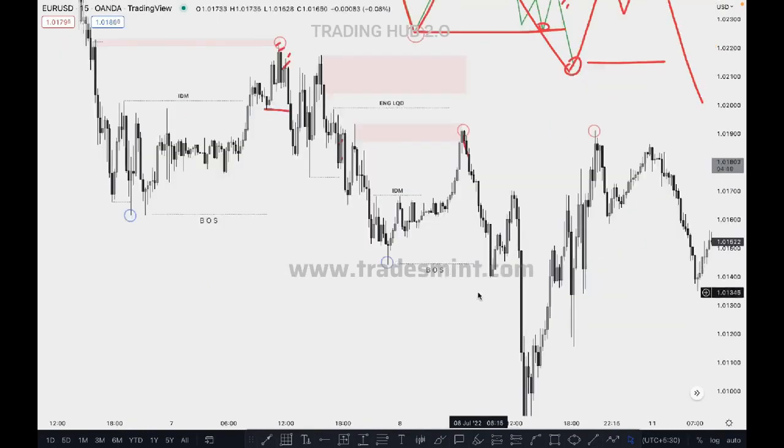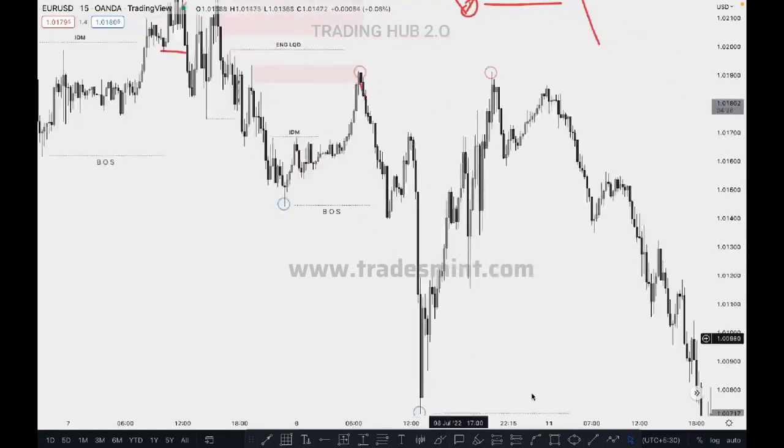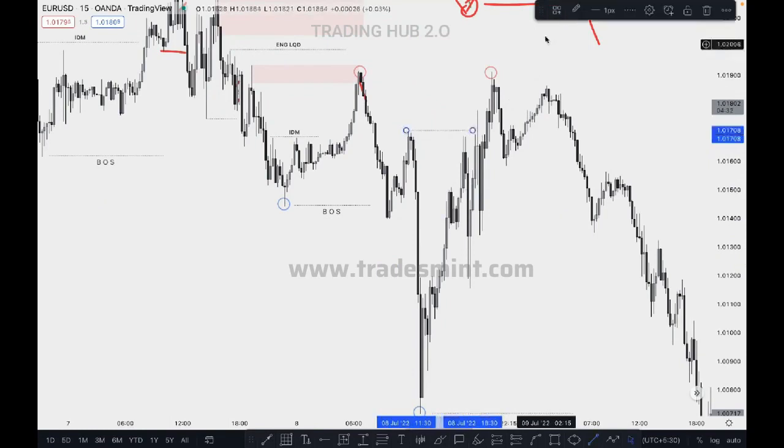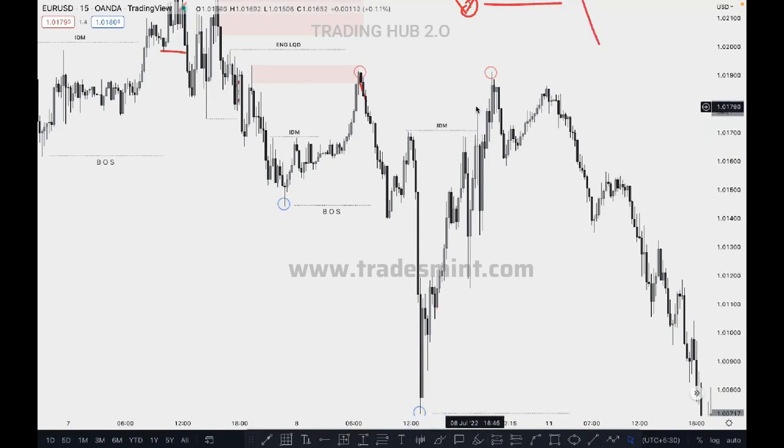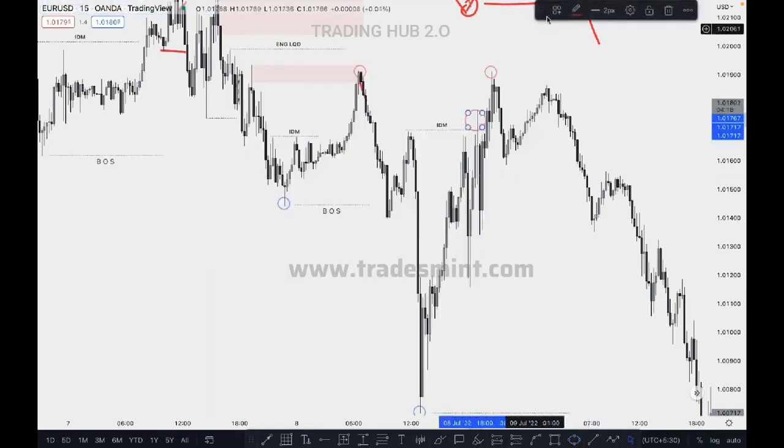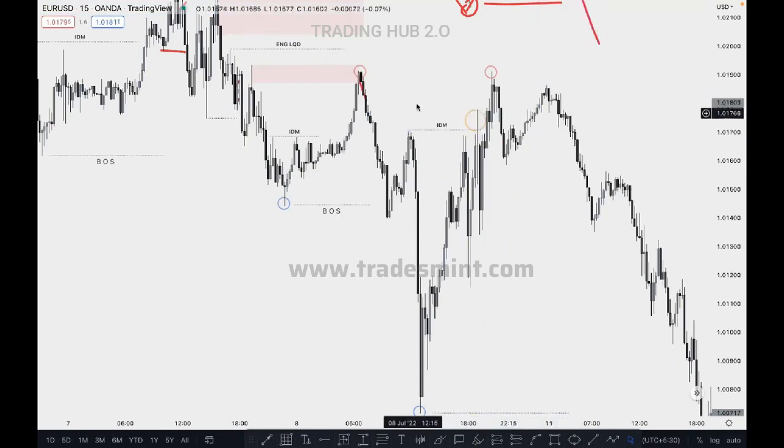Again the market breaks this structure. After breaking this structure, when can we sell? This is our first inducement, which is here obviously, and after this inducement you can see the market sweep this high. Okay, so at this point you can switch into the M1 chart. Once the market sweeps the previous high or previous low, or taps on the demand and supply, then you can switch into the M1 chart.